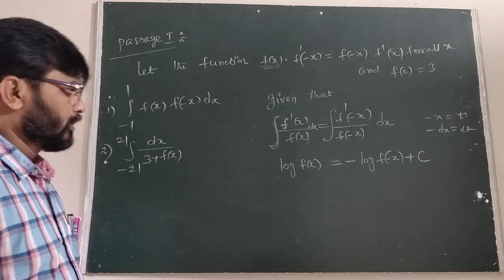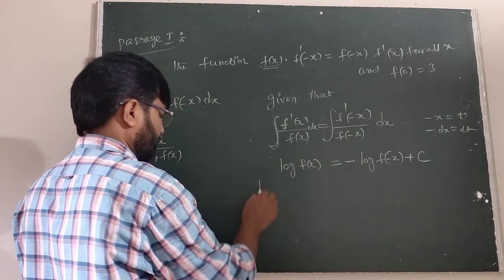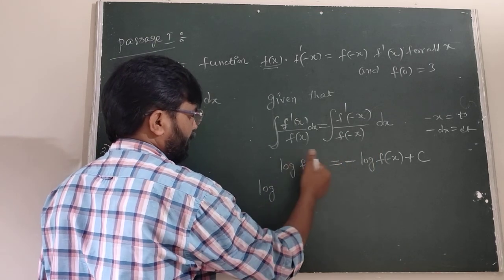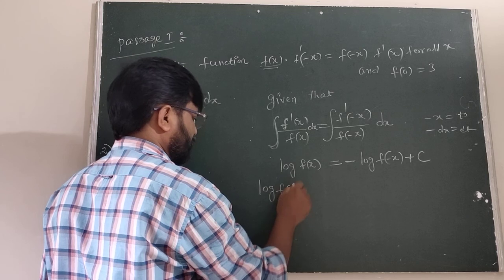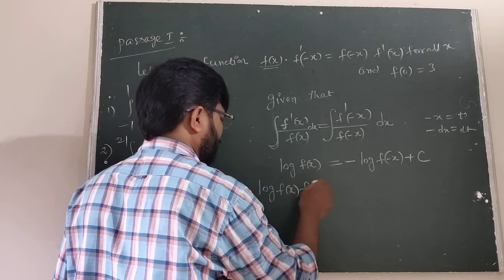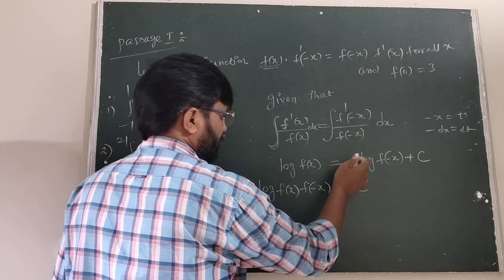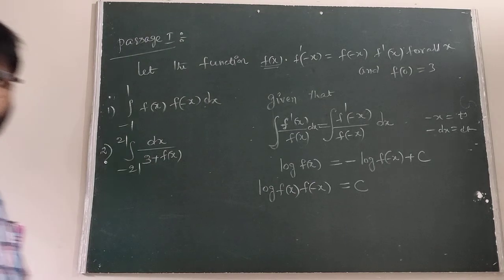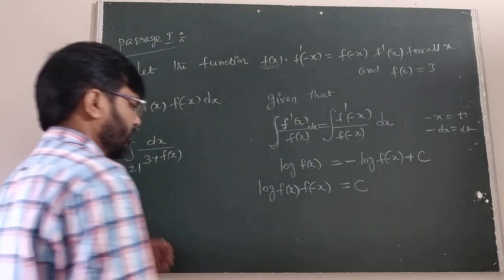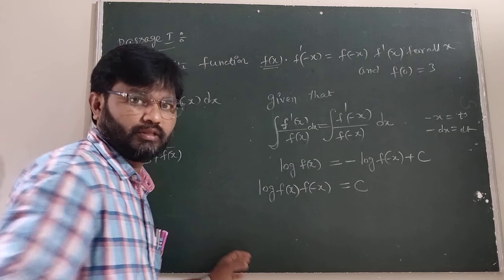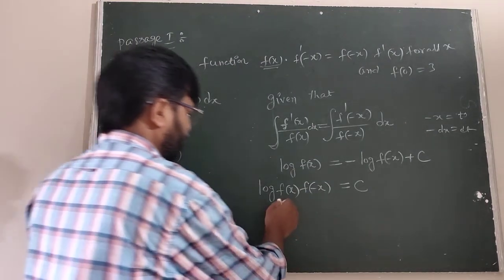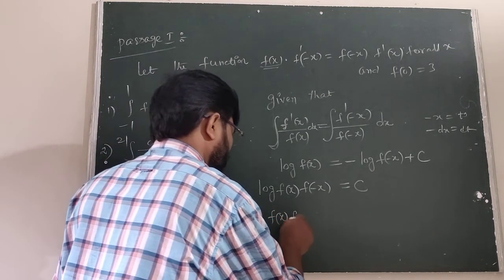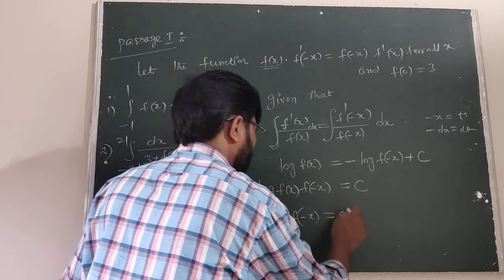Is it clear? So now this minus is sending to the other side, then plus log a plus log b is log ab. This is log of f(x) f(-x) equals c. Is it clear? This term is sent to the other side, log a plus log b is log ab. Therefore, f(x) f(-x) = e^c.